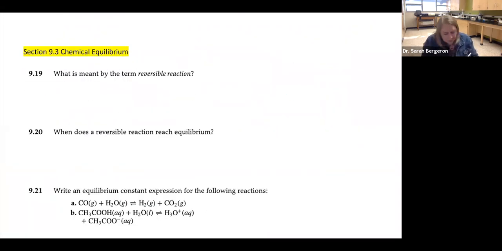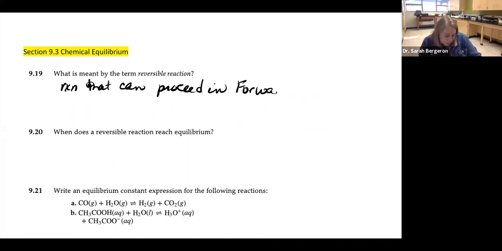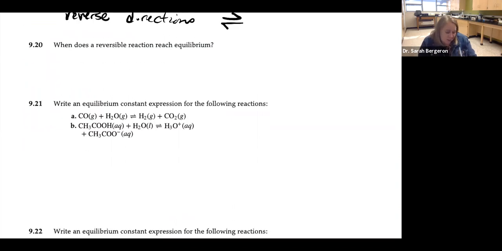Okay, all right, so what is meant by the term reversible reaction? In this case, this is a reaction that can proceed in the forward and reverse directions. How do we indicate it? We put that double-headed arrow that PowerPoint doesn't like.